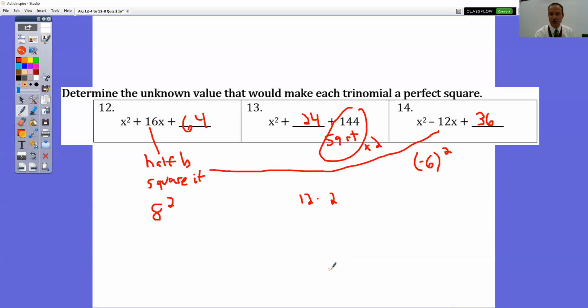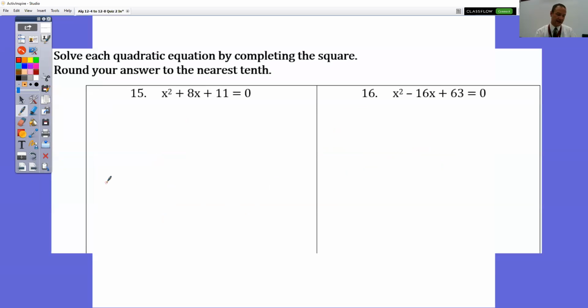You will have 3 questions just like this. Again, take half of the B value and square it, or square root it and multiply it by 2. They're opposites of each other. The next type of question is completing the square. They love this type of question on your Regents exam.